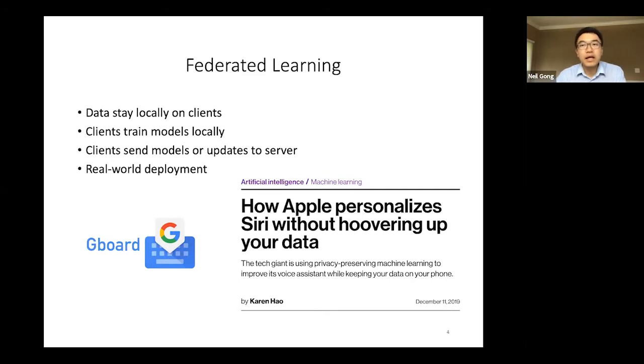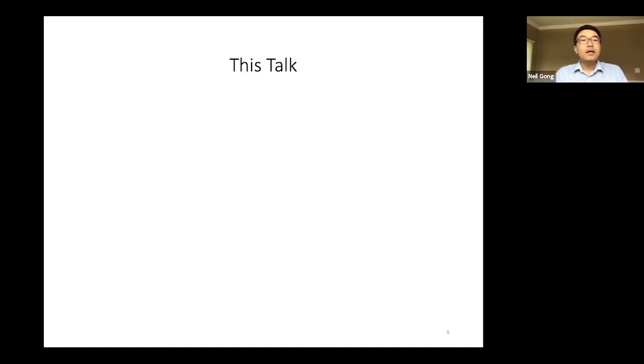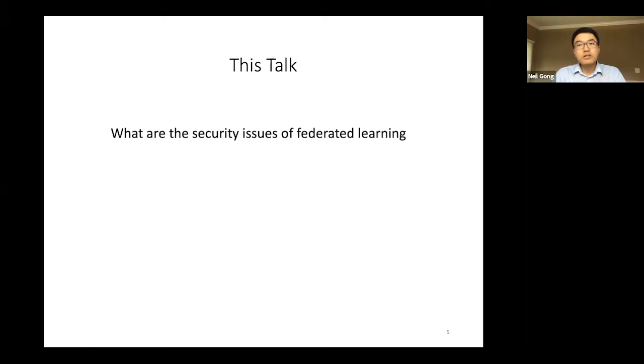While there are already many studies on improving the accuracy and reducing the communication cost of federated learning, its security aspect is much less explored. So in this talk, we will discuss the security aspect of federated learning. In particular, we will discuss the following two questions. The first question is, what are the security issues of this emerging federated learning paradigm? After understanding these security issues, we will then discuss the second question, that is, how to build secure federated learning to address the security issues.